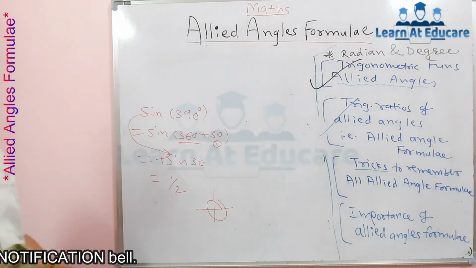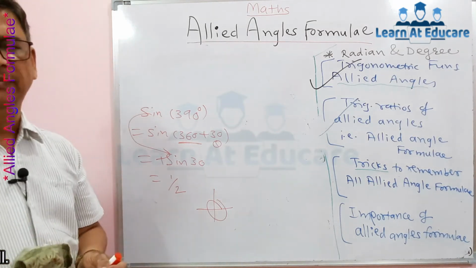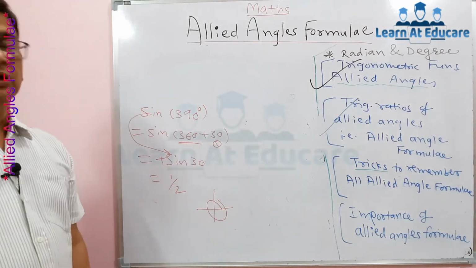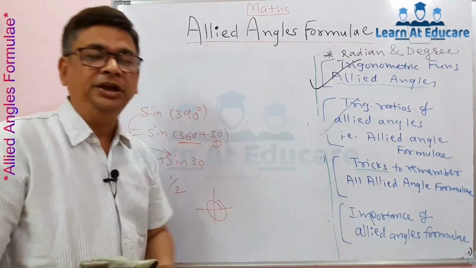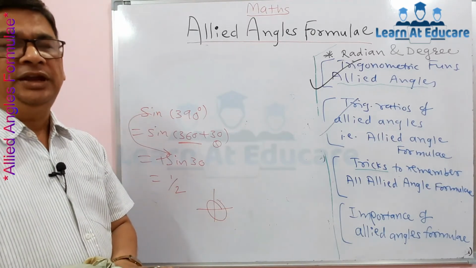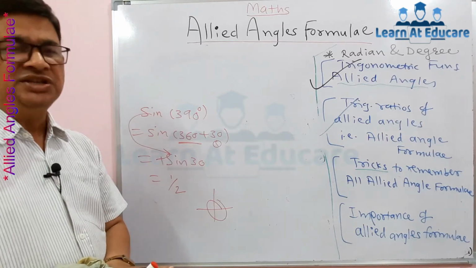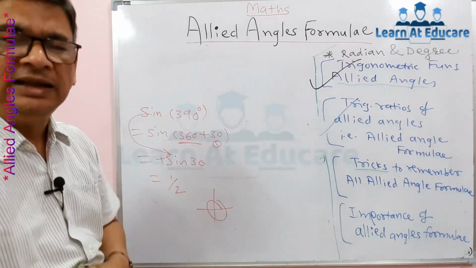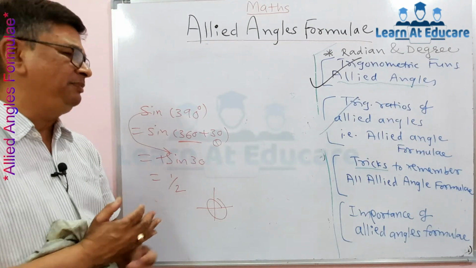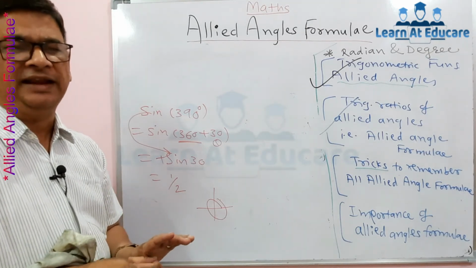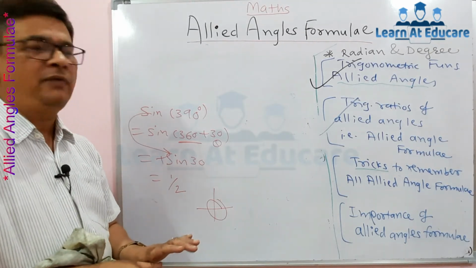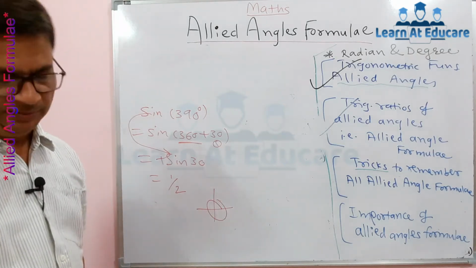So that is the importance of allied angle formulae, how to use them and how to remember those formulae. They are very important in the trigonometry section. In many of the derivations in physics also, these allied angle formulae are required, as well as in the chapters on derivatives and integration of standard 11 and 12, many times we require to use these allied angle formulae.